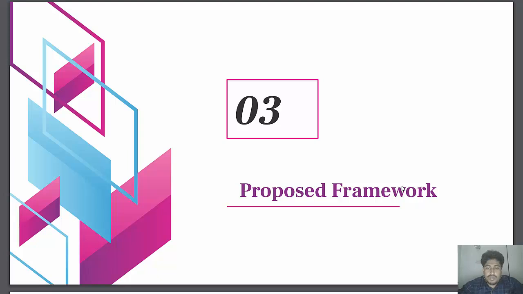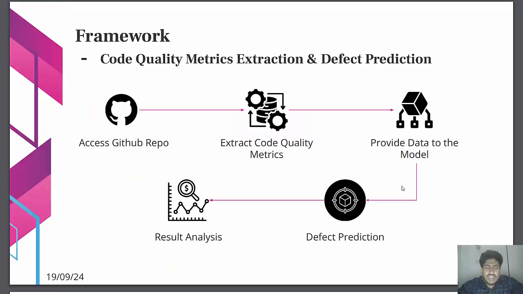And third, our proposed framework. In our proposed framework, we focused on two main things: code quality metrics extraction and defect prediction. First, we access the GitHub repository, and then extract code quality metrics, and then provide the data to the model to assess the defects from the quality metrics, and then analyze the result.